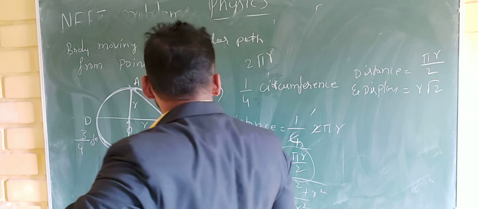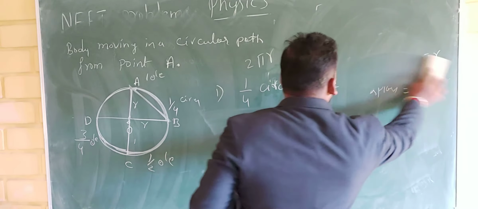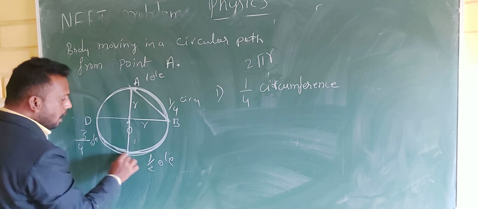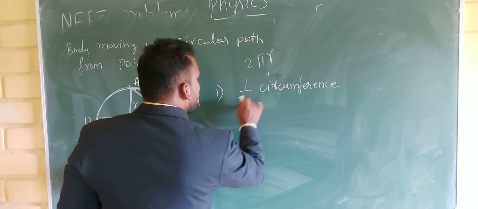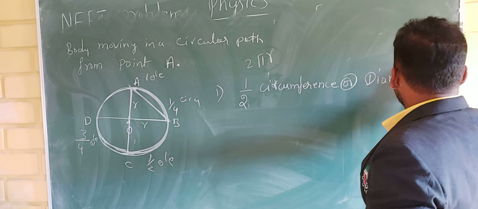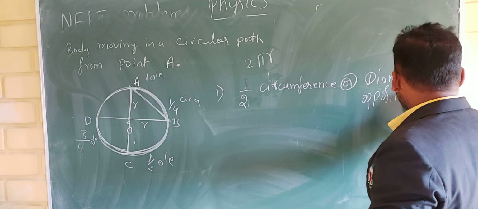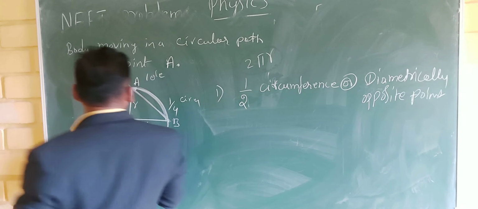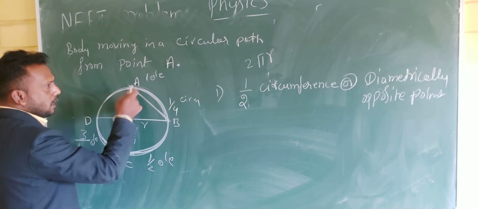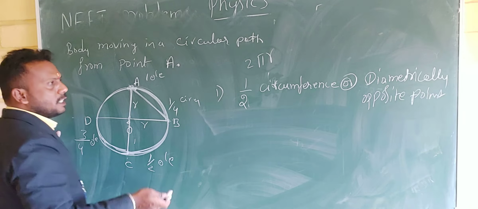For the second case, the particle covers half of its circumference, or diametrically opposite points. Starting from A, the diametrically opposite point is C. Half circumference means it covers half of the circle, from A to C. What is the distance and displacement?